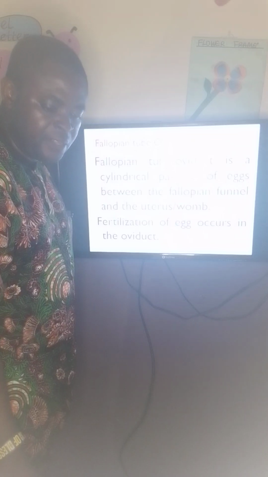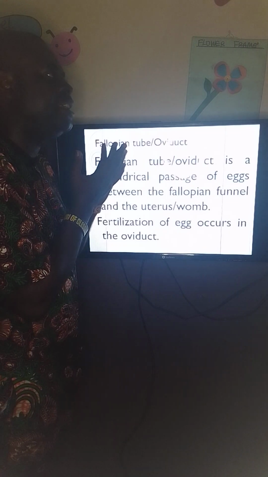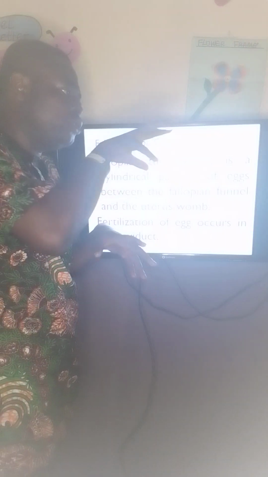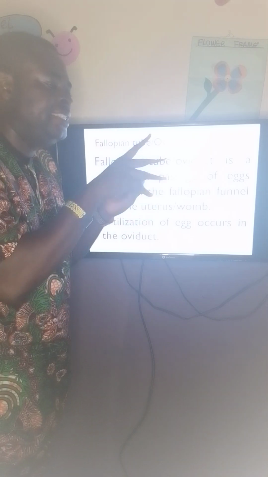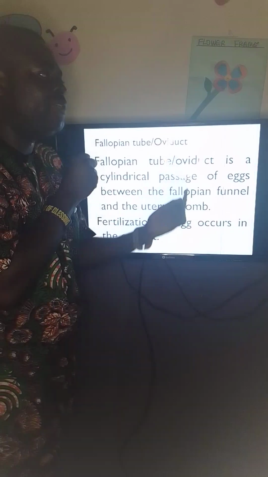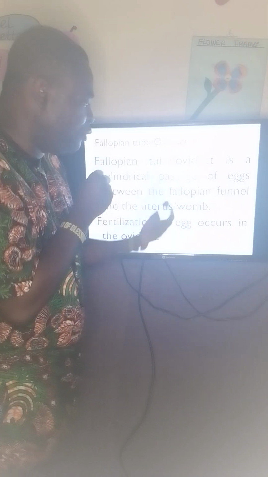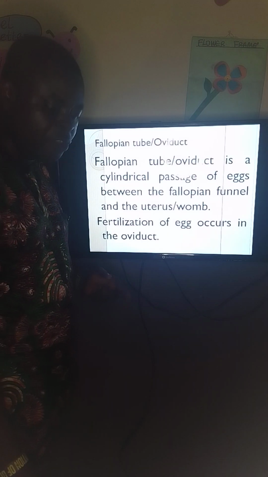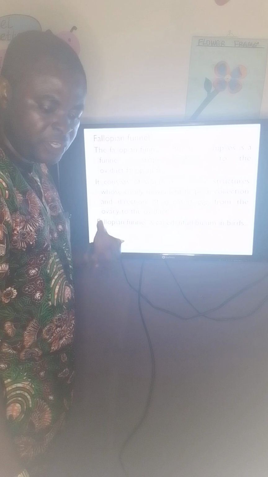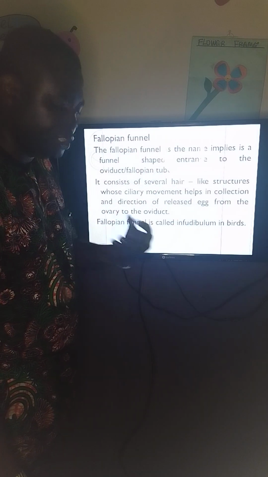Now, the fallopian funnel, like you have seen, is funnel-shaped, like the name implies. In birds, it's called the infundibulum. It is exposed to the ovary, and it has some hair-like structures called cilia that dance to receive the released egg and push it to the what? To the oviduct. The release of the egg from the ovary to the oviduct is called ovulation. We are going to look at that later. So the function of the fallopian funnel is to do what? It is to receive the egg and push it to the oviduct.